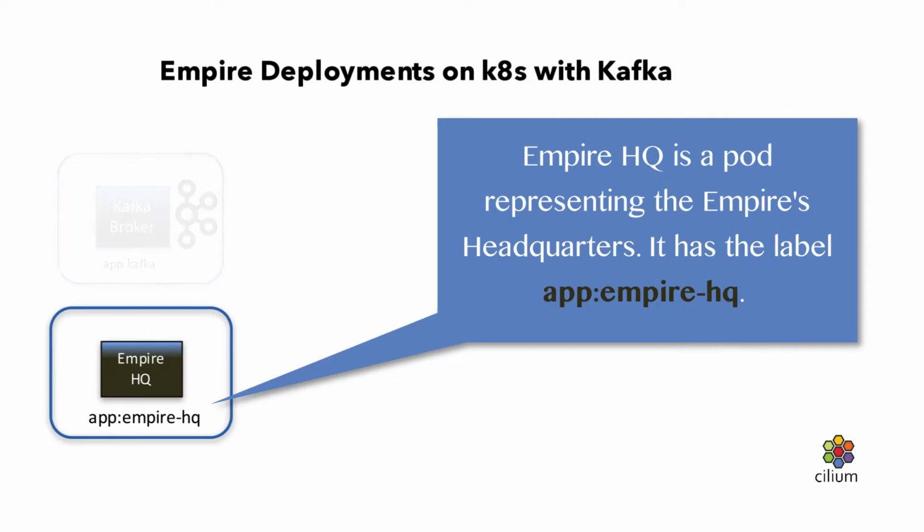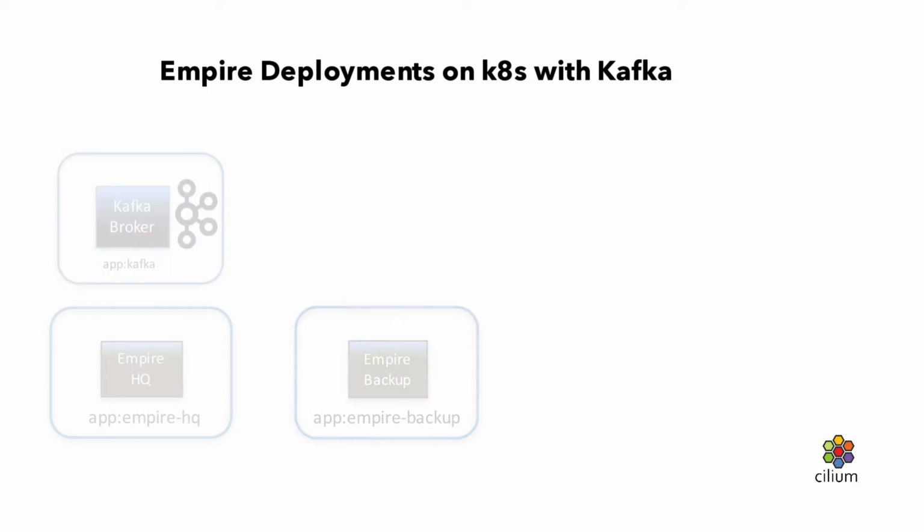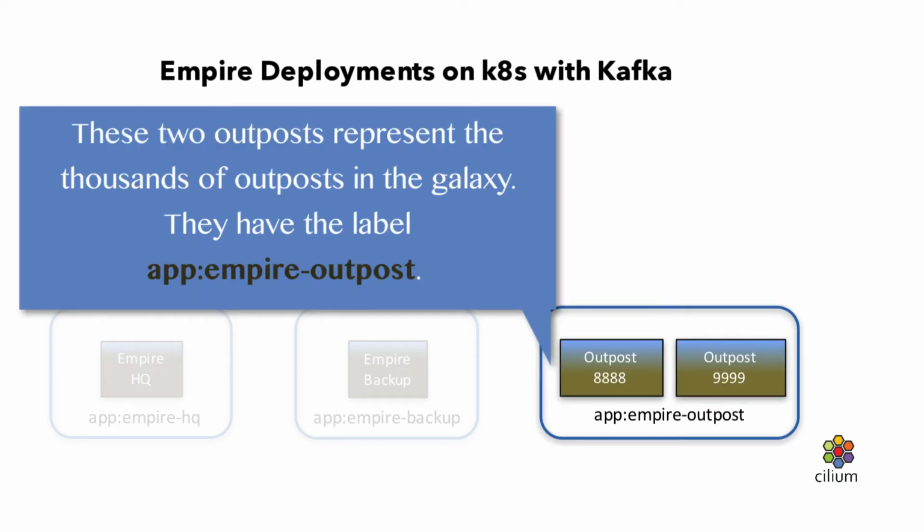Empire HQ is a pod representing the Empire's headquarters. It has the label App Empire-HQ. Empire Backup represents a backup to the Empire HQ. It has the label App Empire-Backup. These two outposts represent the thousands of outposts that exist in the galaxy. They have the label App Empire-Outpost.